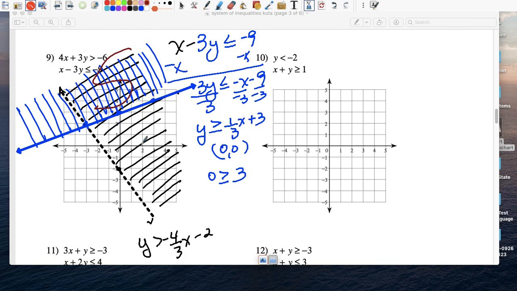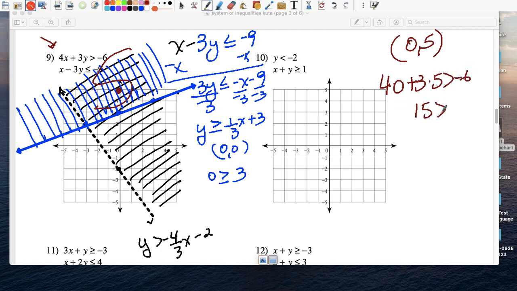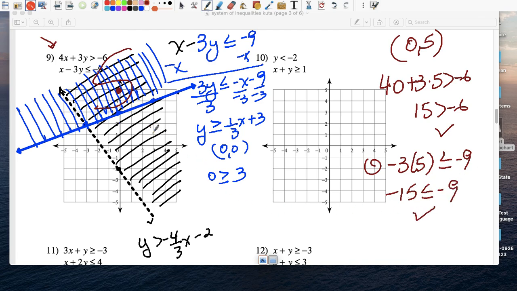Pick a point. Let's pick the point 0 and 5 right here, and let's try it for both. In the first inequality, we get 4 times 0 plus 3 times 5 is greater than -6. And we get 15 greater than -6, which is true. The second inequality, we get 0 minus 3 times 5 less or equal to -9. Well, 0 minus 3 times 5 is -15, and -15 is definitely less than -9. So that also makes the second inequality true. So that is good work.